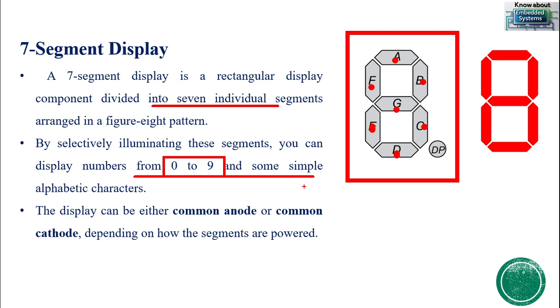These 7-segment displays are majorly divided into two types: one is called common anode and the other is called common cathode. Common anode means all anodes are connected to one common VDD. When I say common cathode, all segments are connected to one common point, and it is grounded. That is called common cathode.